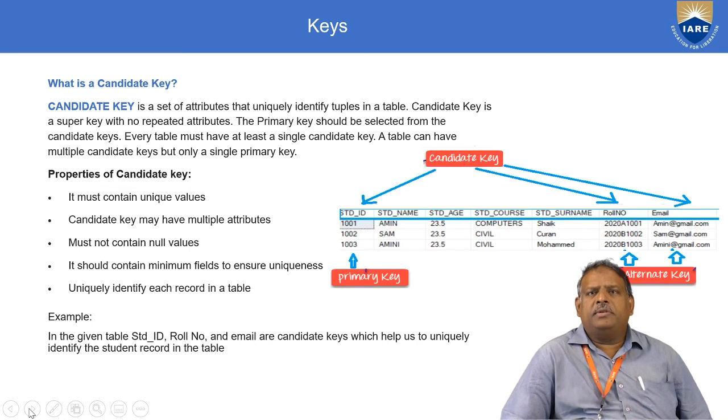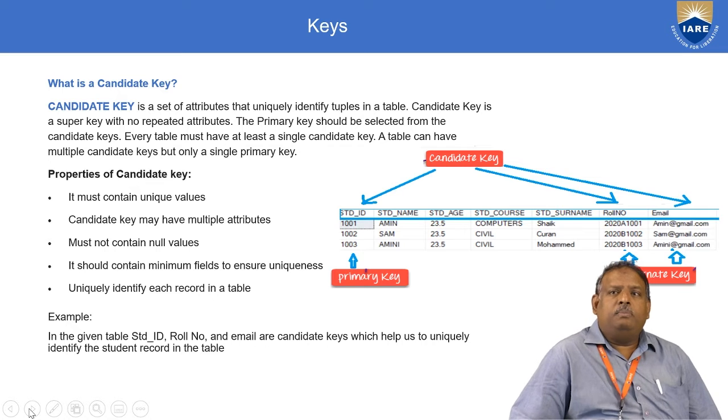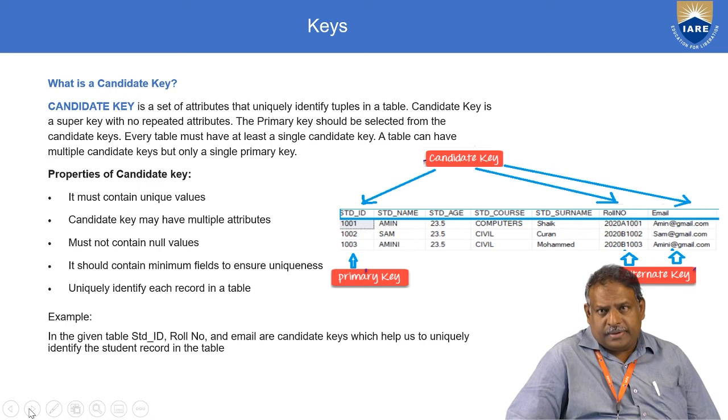The fourth key which we are discussing is the candidate key. Candidate key is a set of attributes that uniquely identifies tuples in a table. Tuples are nothing but rows. The candidate key is a super key with no repeated attributes. The primary key should be selected from the candidate keys.